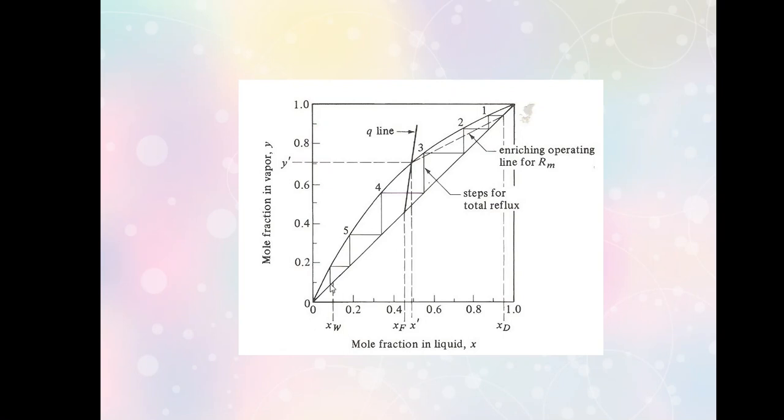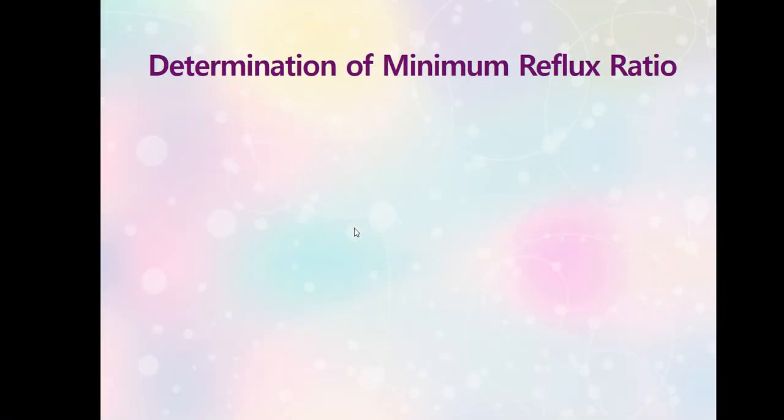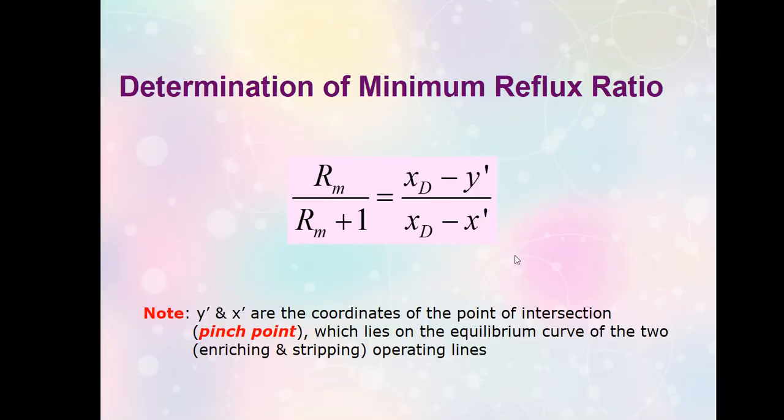Now, as for the enriching operating line for minimum reflux, this is what you're going to do so that you'll find the value of the x prime and the y prime that you will substitute in this equation. Let me go back so that you can have the minimum reflux ratio. In the first place, if the process is purely analytical, you should not take this from the diagram. You should be able to determine this analytically.